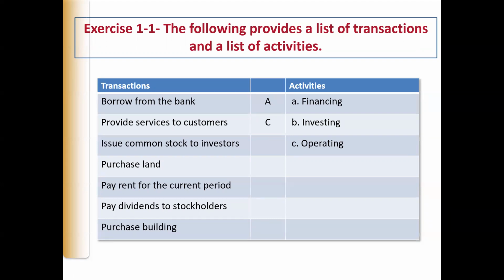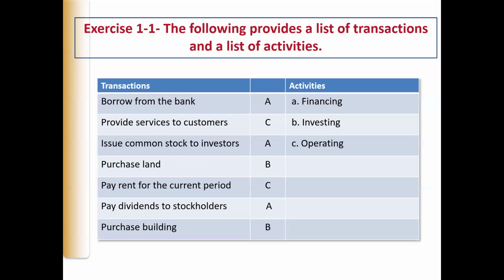When we issue common stock to investors, what do you think we're doing? Operating? No, excuse me, wrong. Financing, duh. When we purchase land, investing. When we pay rent for the current period, operating. When we pay dividends to stockholders, guys, that is financing because it's dealing with activities related to getting money for the business. So we are paying them back for being stockholders in the business. And then lastly, when we purchase a building, it's investing.